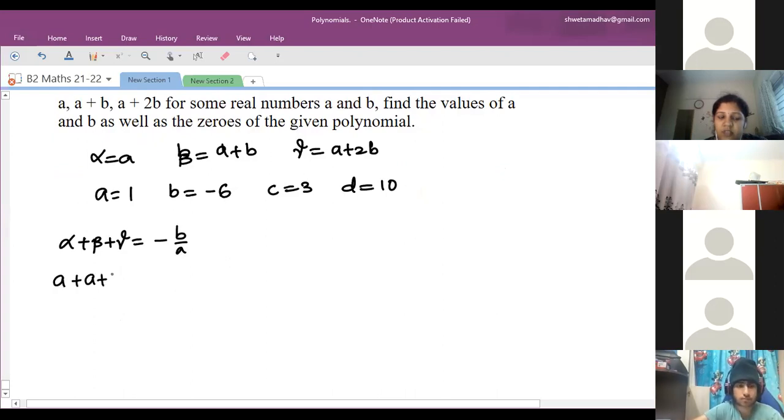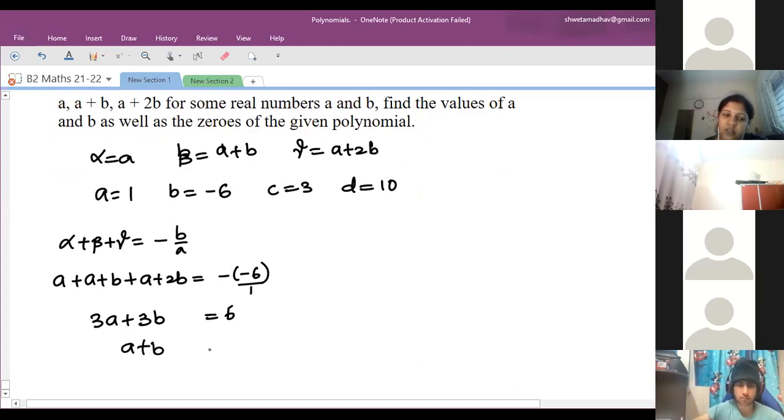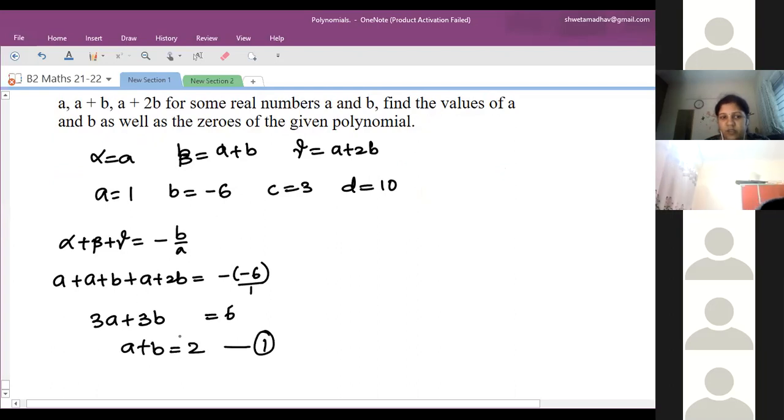a plus b plus a plus 2b is equal to minus b by a, which is minus of minus 6, that is plus 6 by 1. Now this sum is 3a plus 3b is equal to 6. You can divide both sides by 3, because it is divisible. So a plus b is equal to 2. So this is our first equation. Okay. Now use the product of zeros.